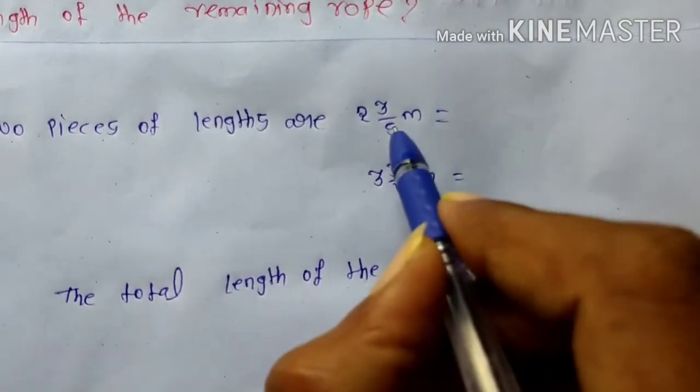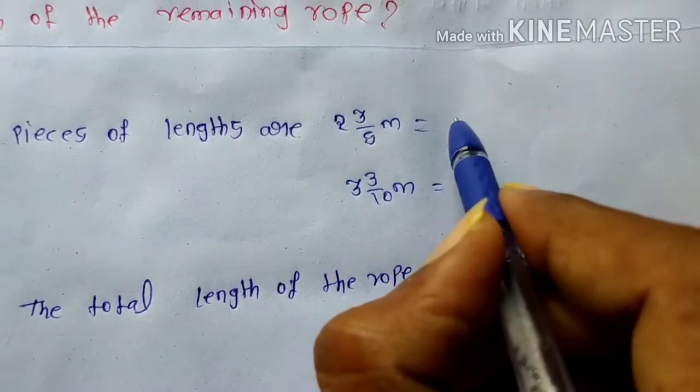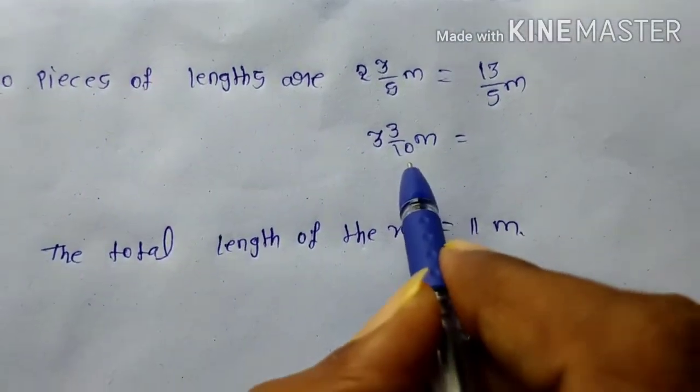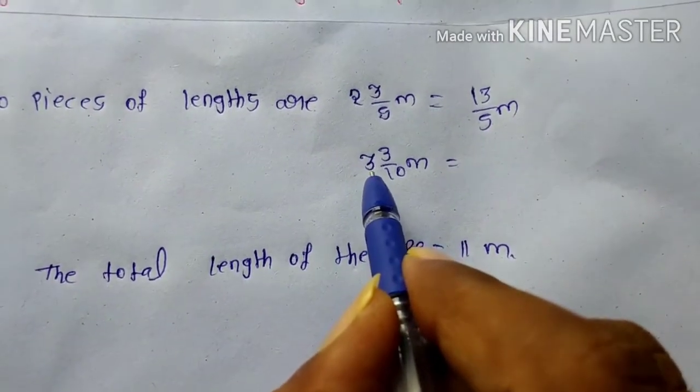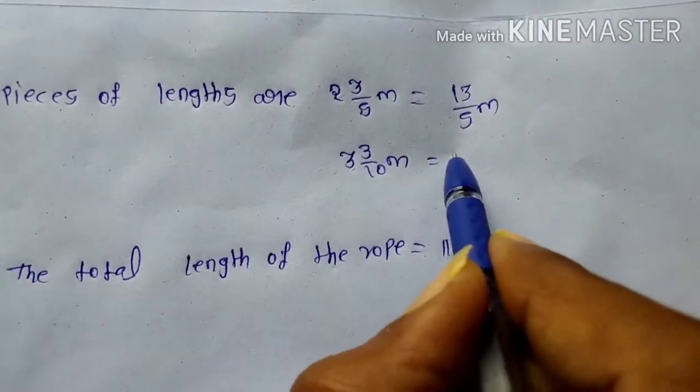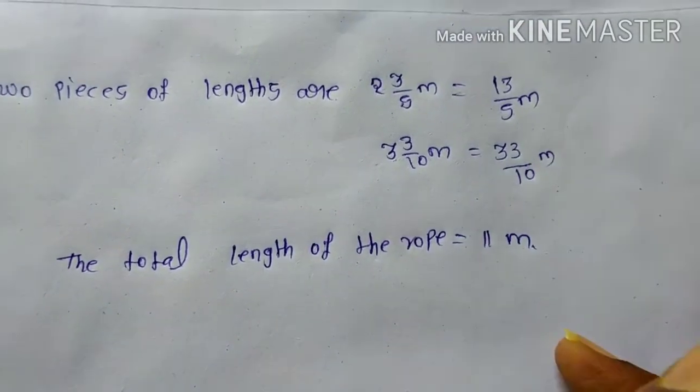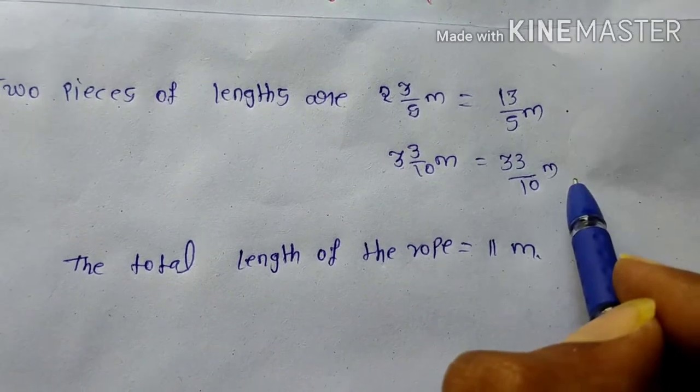How can you convert this? You can see here 5 2s how much? 10. 10 plus 3 how much? 13 by 5 meters. Next one will be equal to 10 3s, 30. 30 plus 3, 33 by 10 meters. 33 by 10 meters. These are the two pieces' lengths.